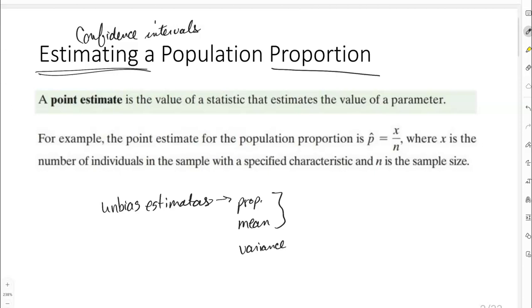So the point estimate for the population proportion is the sample proportion. And this is the notation that I'm going to use in my videos for sample proportion. It's going to be a P with a little caret over it. That's pronounced P hat. Looks like the P is wearing a little hat. And it's going to be the number of successes divided by the total number.